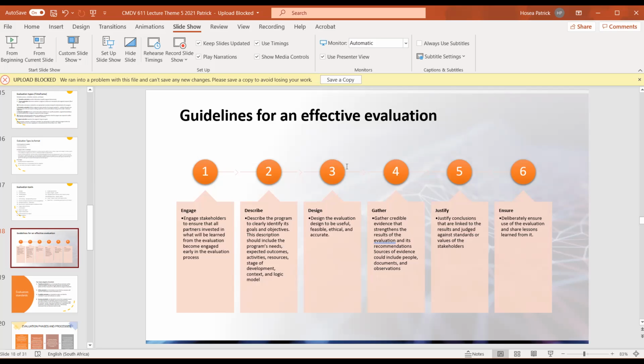You must engage stakeholders to ensure that all partners are invested in what will be learned from the evaluation. You must describe the program to clarify the objective and the goals. You must design the evaluation, and you must ensure that the evaluation is useful, the design is useful, is simple. We'll talk about the fact that you must ensure that it's easy and simple and the likes. And then on and on, it must justify. And then you must deliberately ensure that the evaluation produces lessons that can be shared, right? So these are what to look at.